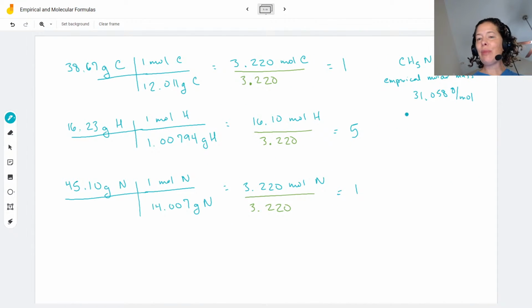So again, I am simply going to take the molar mass of my molecular formula divided by the molar mass of my empirical formula, and that should tell me my ratio. So again, I'm taking, not empirical first. That would give me the inverse. All right, I'm going to take my molecular molar mass over my empirical.